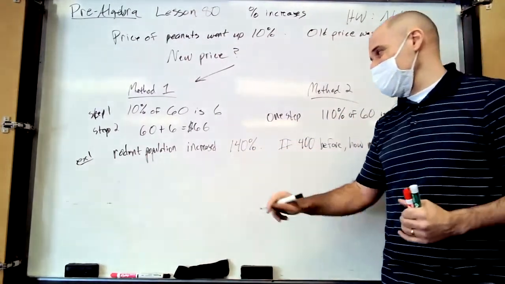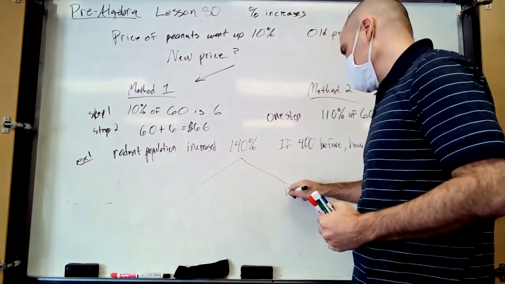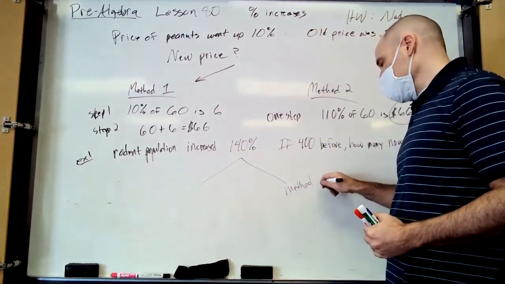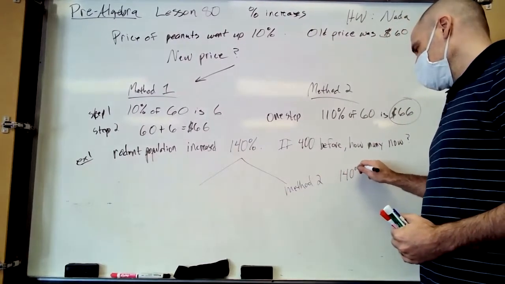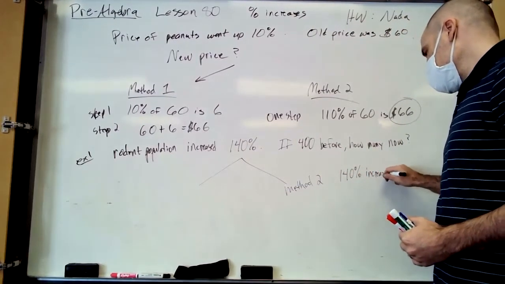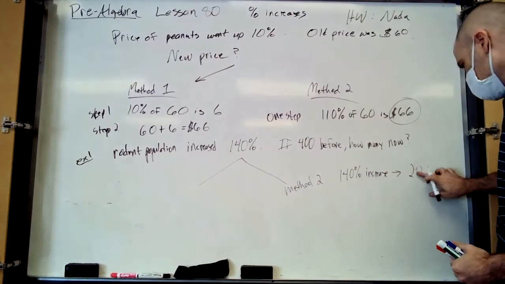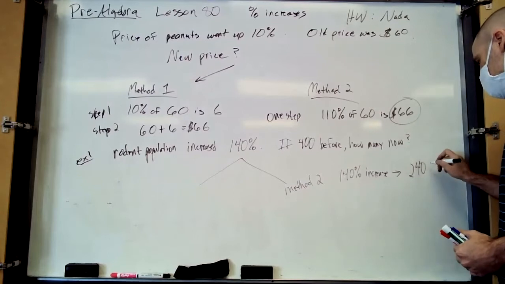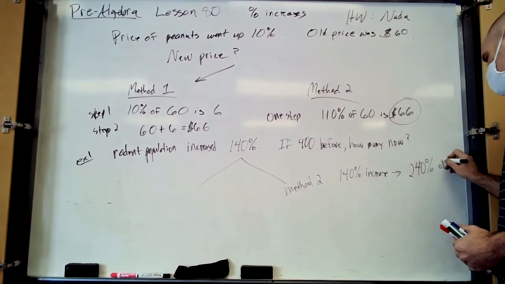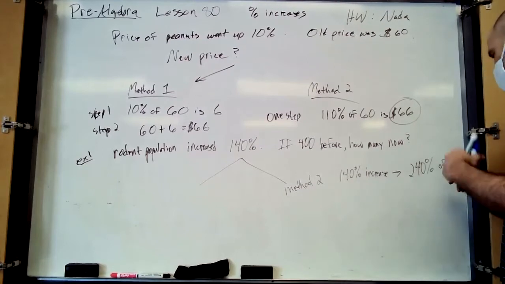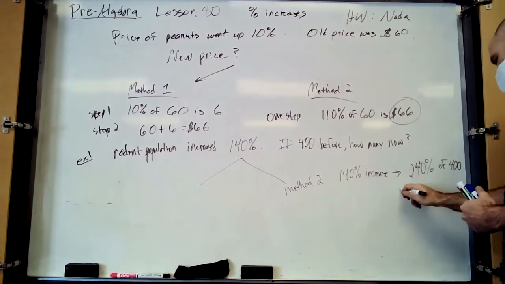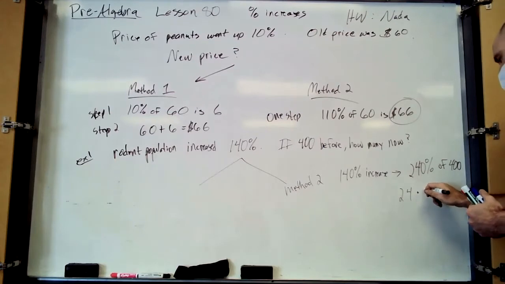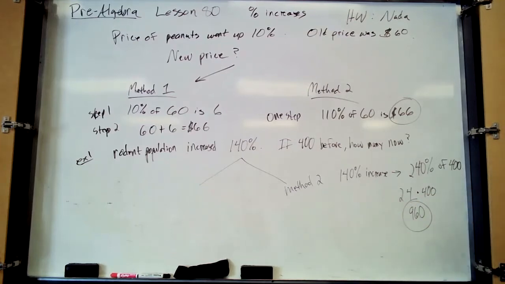So I think it's easier in this case to just do method two. 140% increase is the same thing as 240%. So, Emerson, multiply 2.4 times 400. What do you get? Oh, 960 right away.